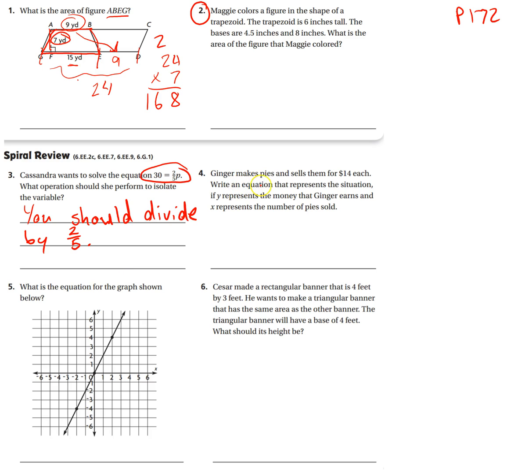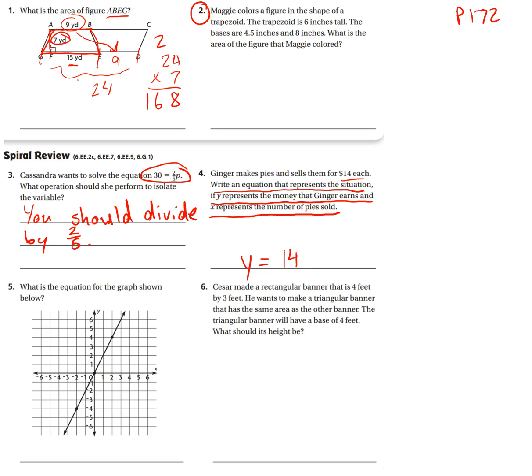Okay, number 4, Ginger makes pies and sells them for $14 each. Write an equation that represents the situation. If y represents the money that Ginger earns and x represents the number of pies sold. So again, most of the time in real world math, we're trying to find how much can I make? So y is the money she earns. Well, each pie she sells it for $14. How many pies did she sell? We don't know, but it's going to be times that.